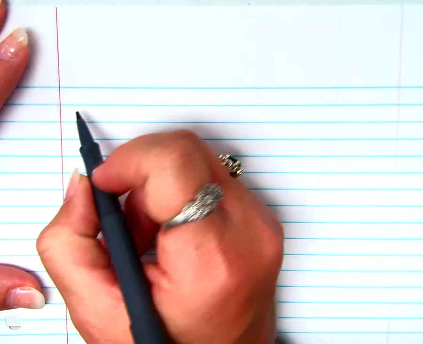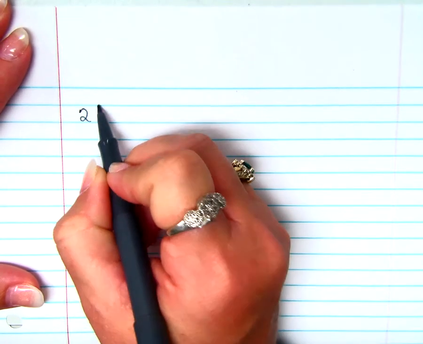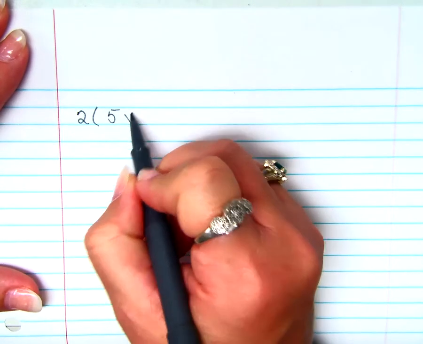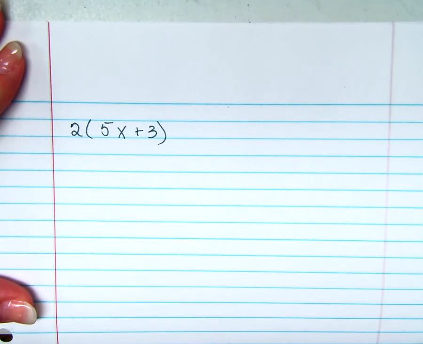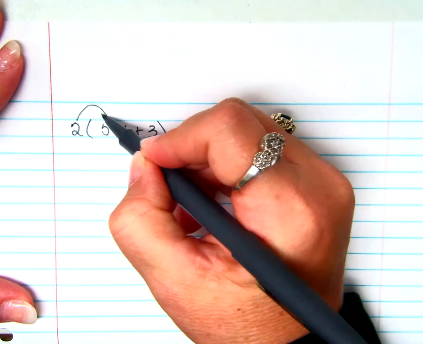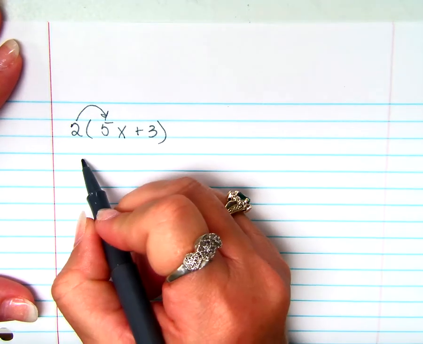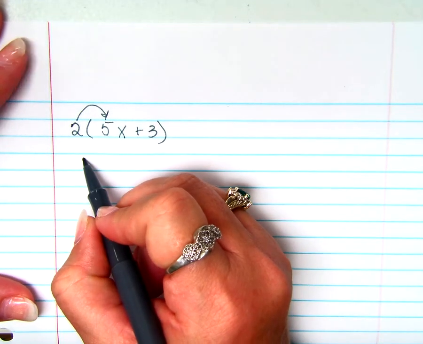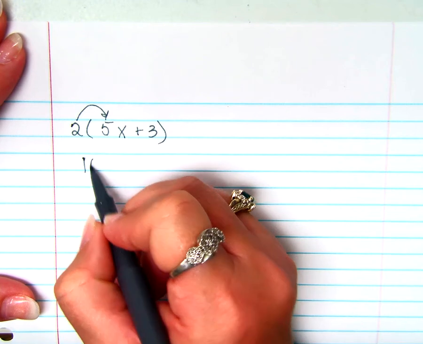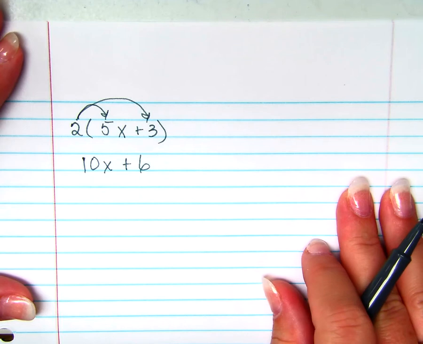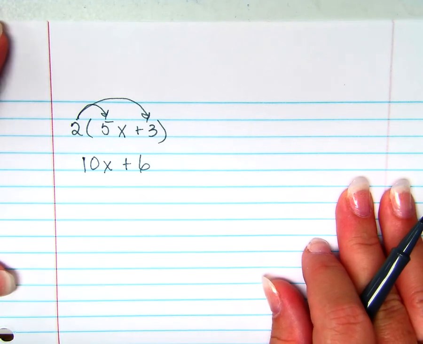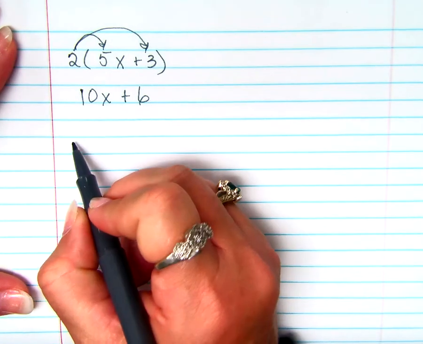Is this something you've ever done before? Yeah, absolutely. This is what you've done before. So, a really simple one to start with. 2 times 5x plus 3. What do we do with the 2? We distribute. 2 times 5x. Does anybody know what 2 times 5x is? 10x. What's 2 times 3? 6. And then we're done with that problem. Any questions about that?